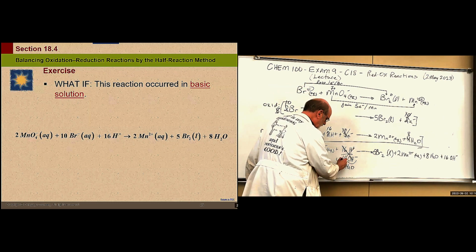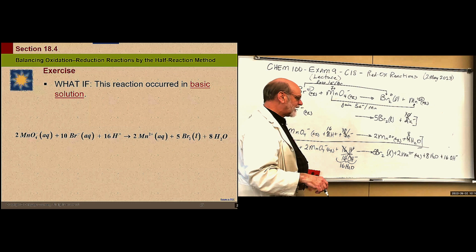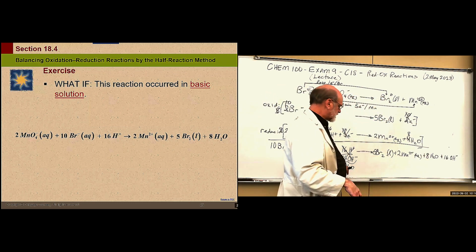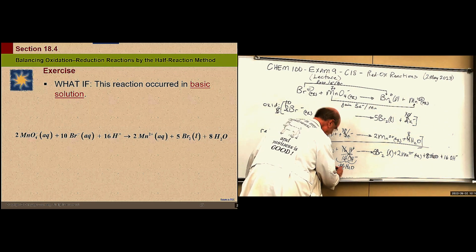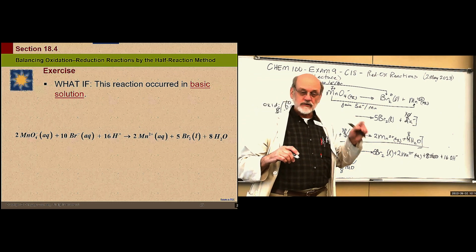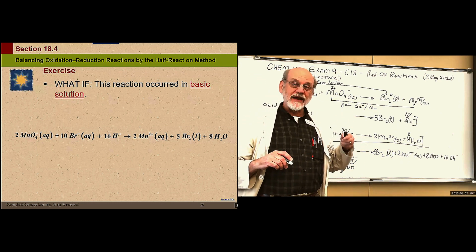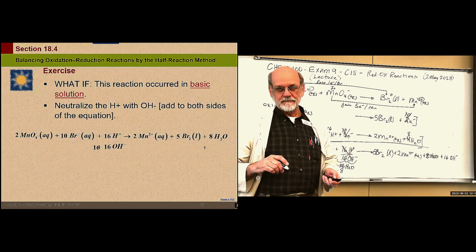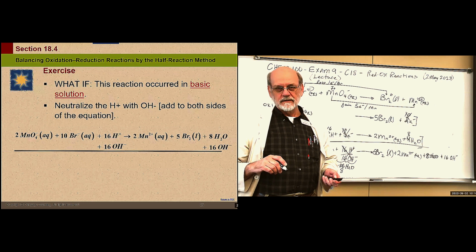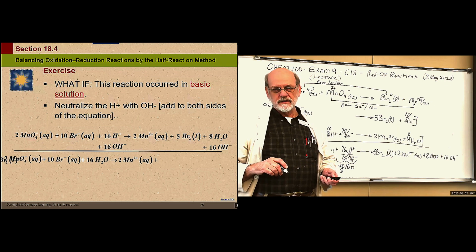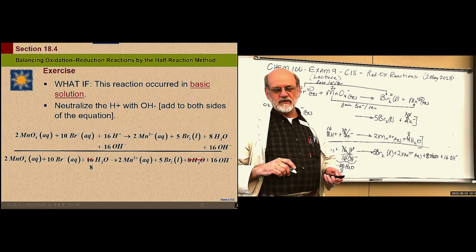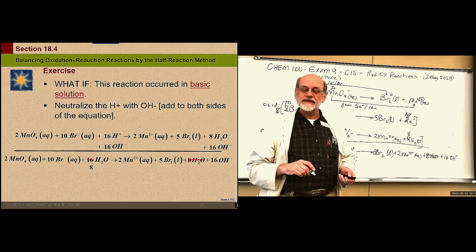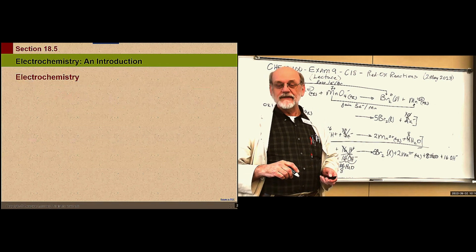So these are going now. They're 16 waters. But we've got 8 waters on that side, 16 on this side, so these waters go away. And now these are reduced to 8. Now that equation is balanced for basic solution. There we go. All right, now what does that make? There's your waters. And right. Cancel the waters. Now we have only 8 waters on the left, 16 hydroxyls on the right. And that was our balanced equation.